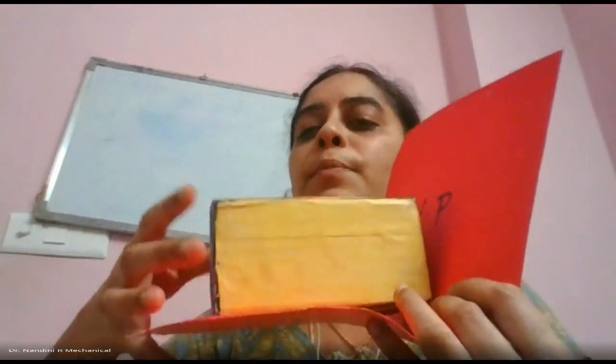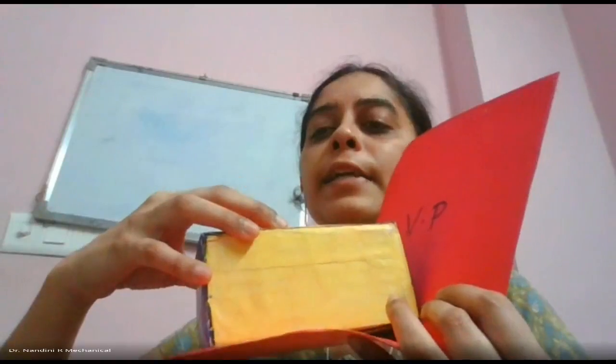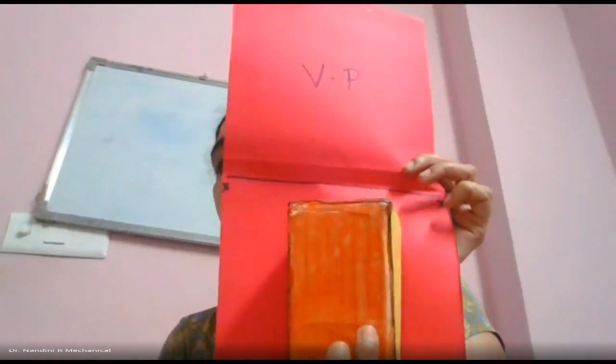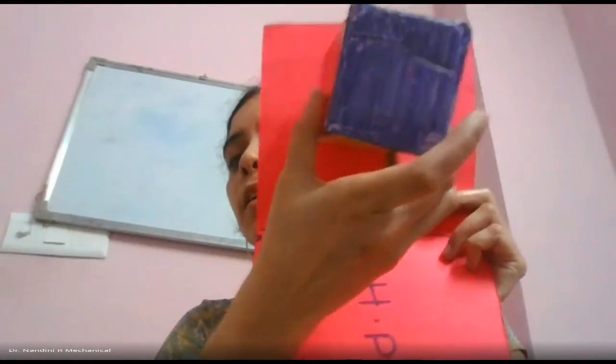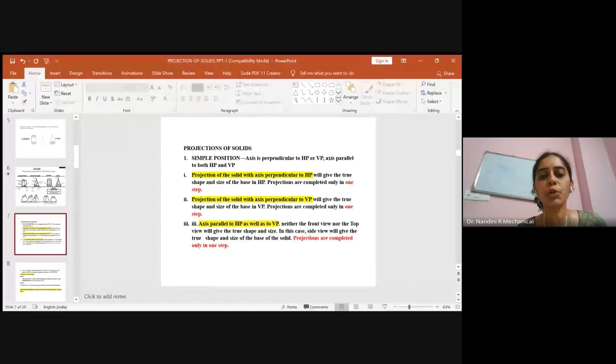And when you view the same thing from the top, you will see a rectangular surface below the XY line. So you get a rectangular surface in HP and a square surface in the VP as our front view. This will be exactly the reverse of what we had in the case of inclination with respect to HP. In that case, you'll have the true shape and size of the base in VP, exactly reverse. I'll show you the image later.